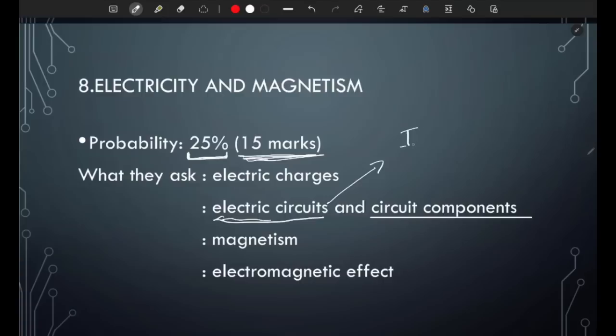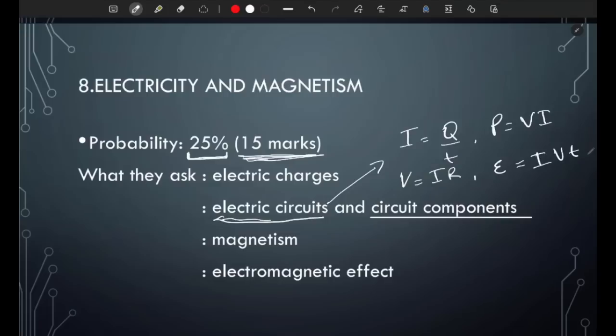which is current is equal to charge over time. The next one is voltage is equal to IR, current times resistance. The next formula is power equals VI, and electrical energy equals IVT. So I'll go in depth into these formulas in my crash course video. So if you don't really understand what these formulas mean, make sure to check that out.